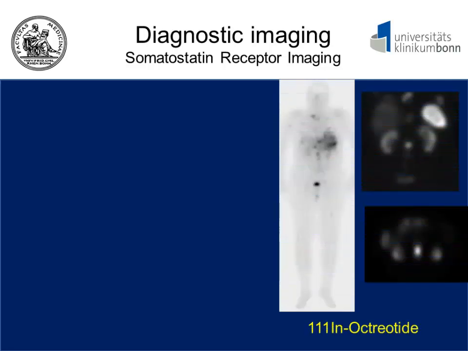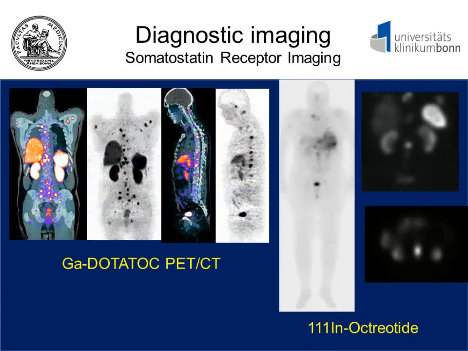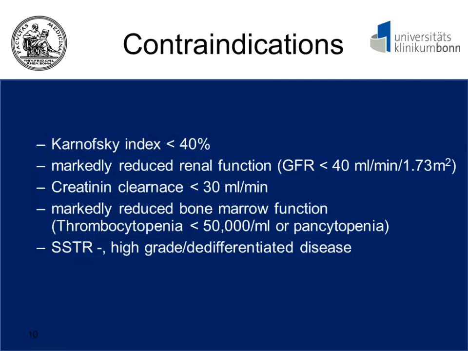We have different possibilities. You can use SPECT or scintigraphy with indium-octreotide, or technetium HYNIC-TOC for the scintigraphy, but the best option is gallium-68 DOTATOC PET-CT with better sensitivity and also resolution. The contraindications for a radiopeptide therapy are a Karnofsky index under 40%, a markedly reduced renal function, also reduced creatinine clearance, markedly reduced bone marrow function, and a negative somatostatin receptor imaging.